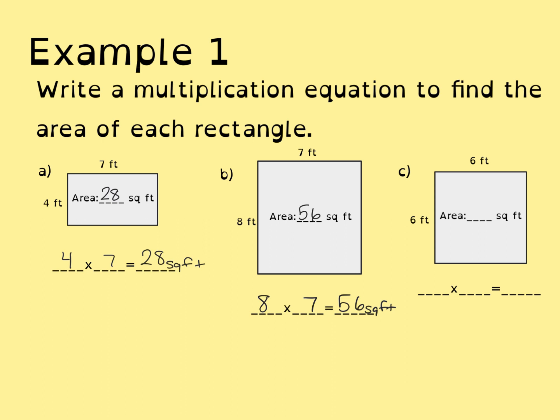In part C, we see that one side length is 6 feet and the other one is also 6 feet. To make the equation for this problem, we would do 6 times 6, which would give you 36. Again, our units are square feet.